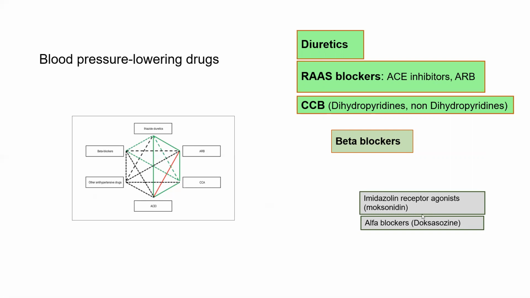As for other subgroups, imidazoline receptor agonists, moxonidine, and alpha blockers, doxazosin, they have less meaning in clinical setting due to side effects. And this stratification of hypotensive drugs was proposed by recent updated clinical guidelines by European Society of Atherosclerosis.